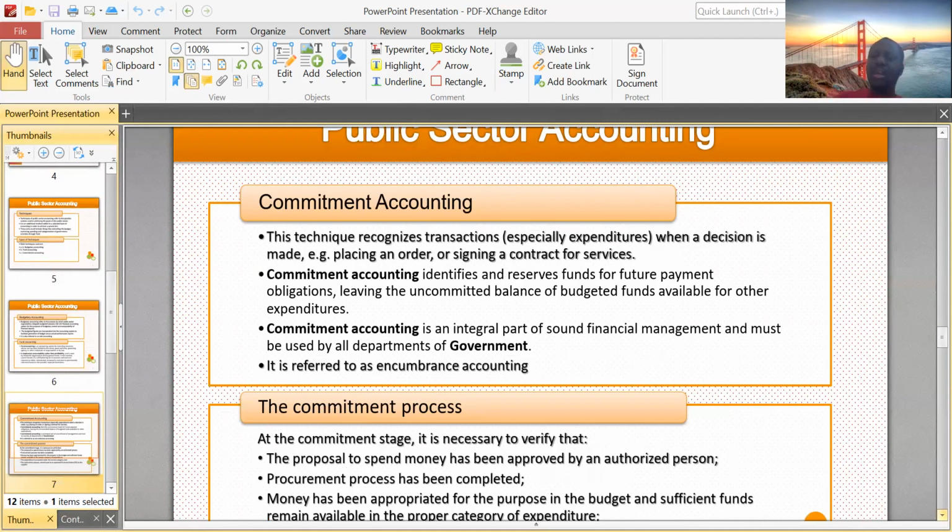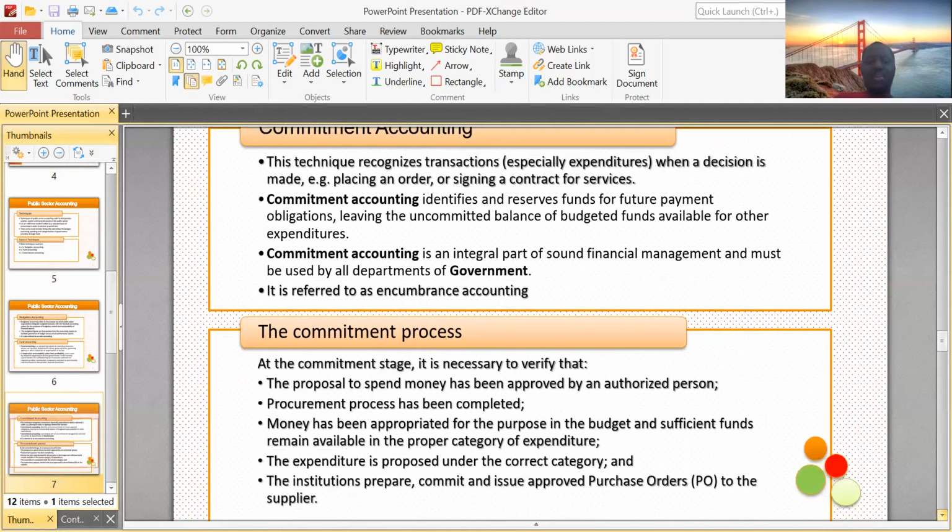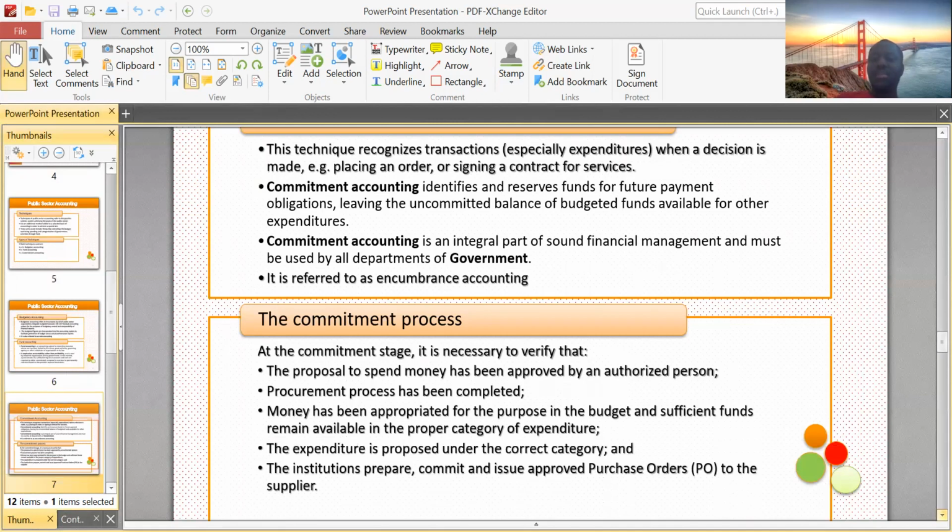So public sector organizations would have commitment, and the power of commitment accounting is to identify and reserve funds for future payment obligations. It's like you set aside funds for future obligations, and it helps you to leave the uncommitted balance of budgeted funds available for other expenditures. So the uncommitted balance of funds, you can use for other expenditures, but the committed ones, you reserve for future payments. So what is the commitment process all about?